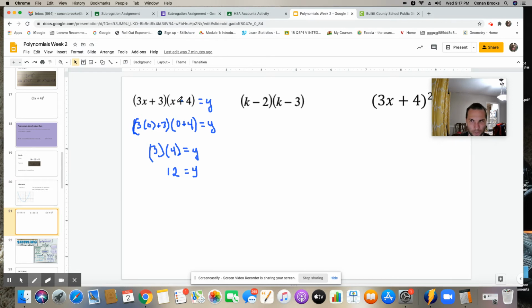Well, that's 0, right? The zero product rule. So 0 times any number is 0, and any number times 0 is 0. So we're going to set each one of these factors to 0. So we're going to have 3x plus 3 equals 0. And then we're going to solve for x. Minus 3.